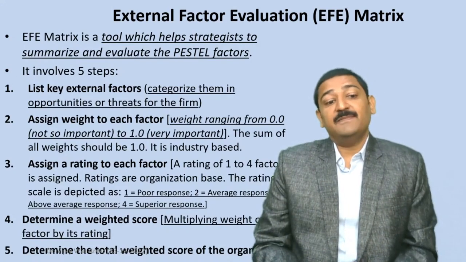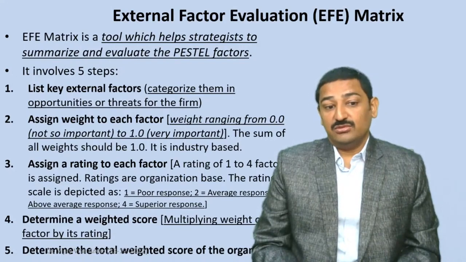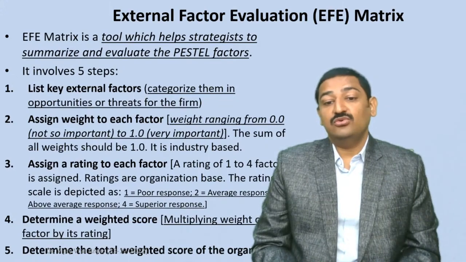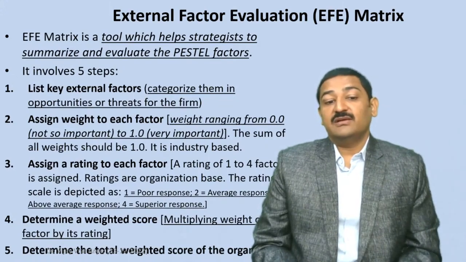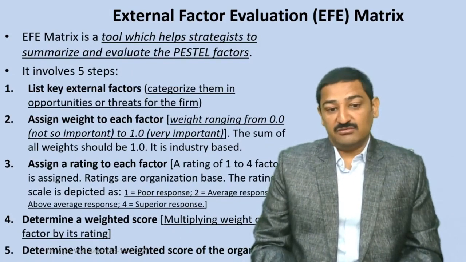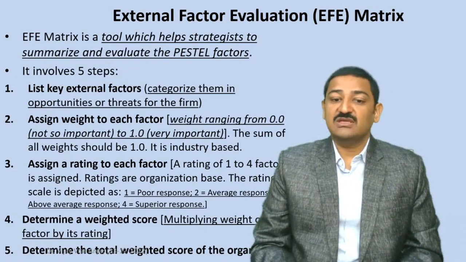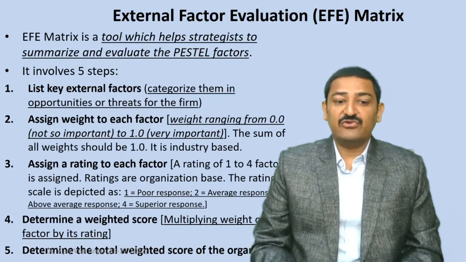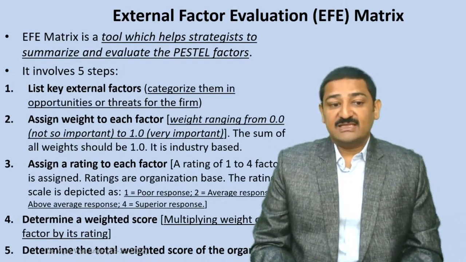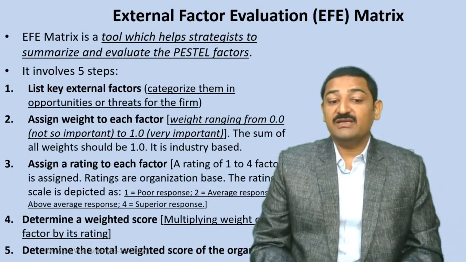After that, in step 3, we need to assign a rating to each factor. The rating is given between 1 to 4, where 1 is minimal, which means poor response, 2 is average response, 3 is above average response, and 4 is superior response.